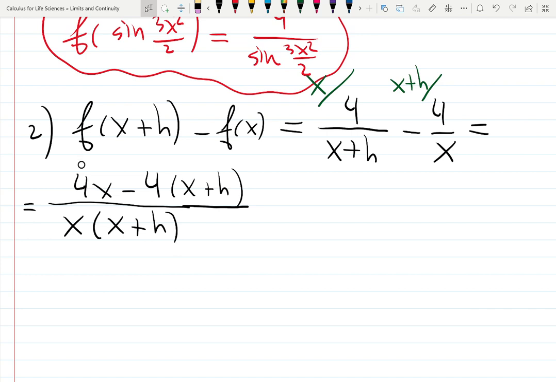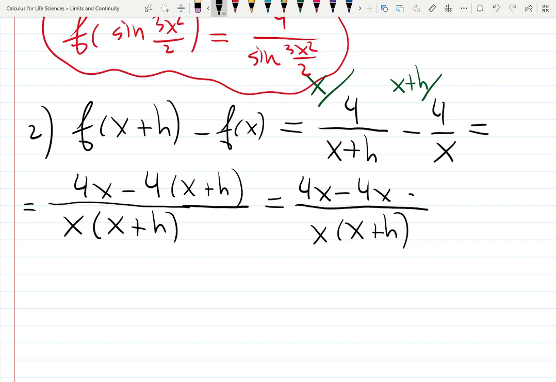Moment of silence, and then we simplify. Do not touch the denominator. Keep it as it is. The numerator can be simplified. 4x minus 4x plus 4h. Correct or not? No. What is the mistake? It's minus 4x. Minus. Make sure you remember this. This is important. This distribution sign will cost you everything. It will cost you everything if you want to be dramatic. So be careful with this. This is a very common mistake I see.